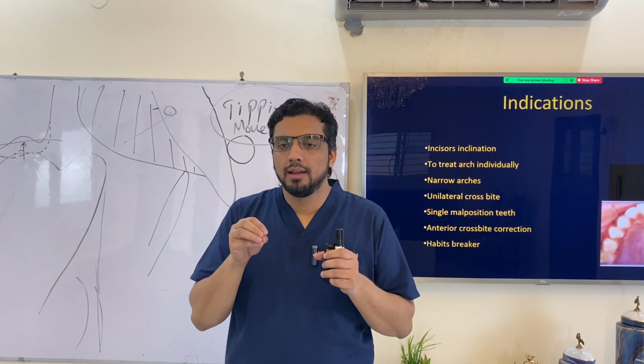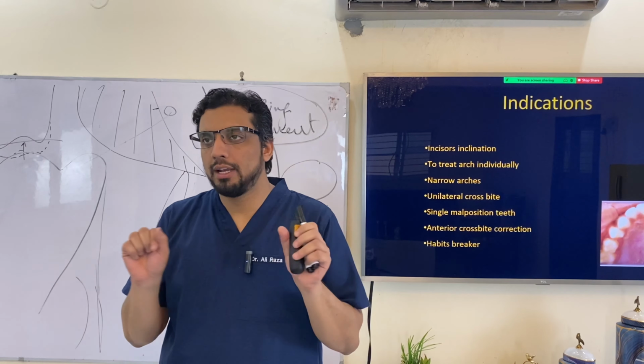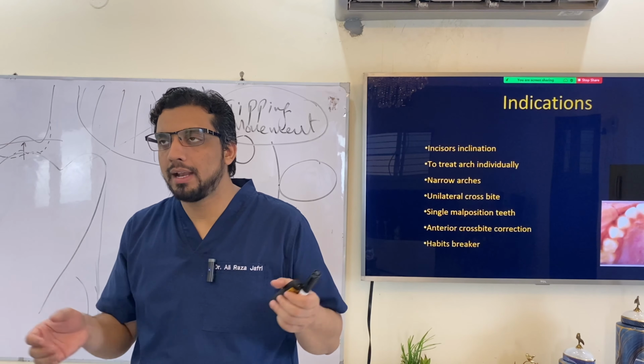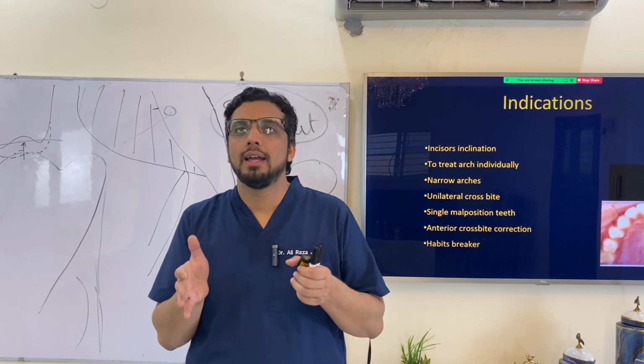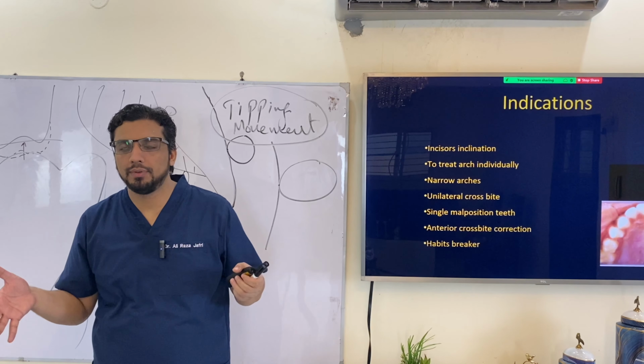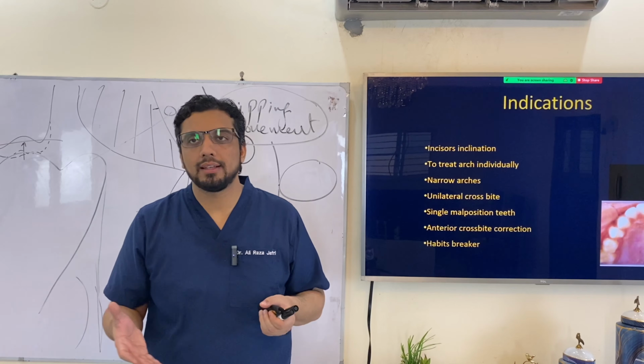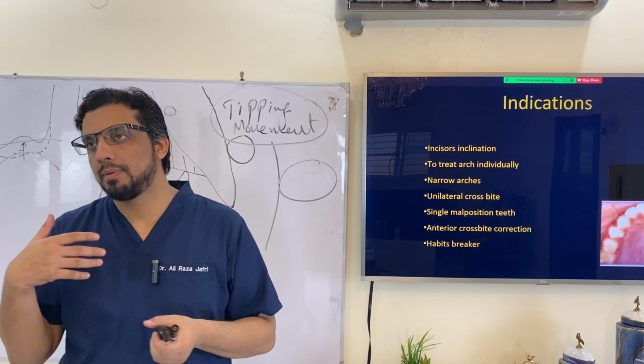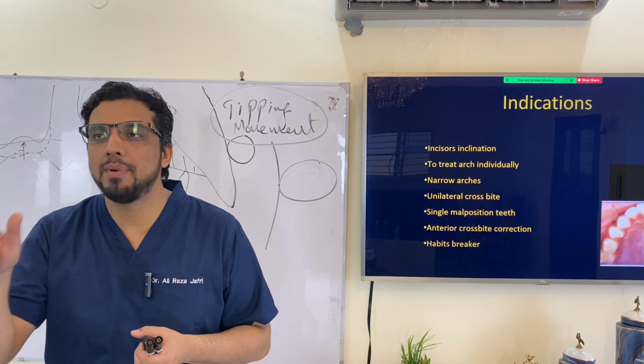In the expansion, the base plate is in contact with the palate. You want to expand the palate, so you open the screw and the base plate opens, that is directly in contact with the palatal tissue. So this can be nicely used for crossbite correction, especially anterior crossbite where the tipping movement is required.